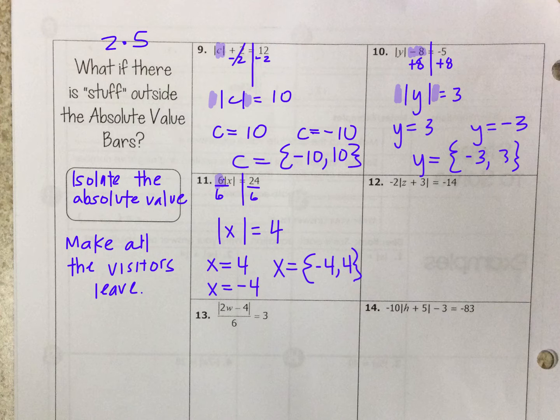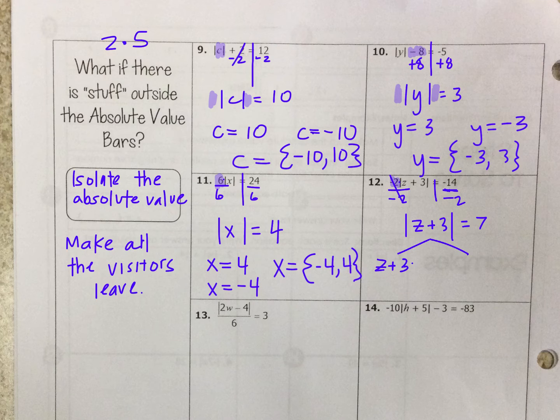All right, let's look at number 12. This guy's visiting, so he needs to leave before I can do anything. How do I move that -2 times that absolute value? I divide. So now I have z plus 3, he's still in jail though, equals 14 divided by -2 is a -7. Now, remember yesterday, if Z went into jail with $3, when he gets out of jail, he comes out with his $3. So now is when I divide it into two problems.